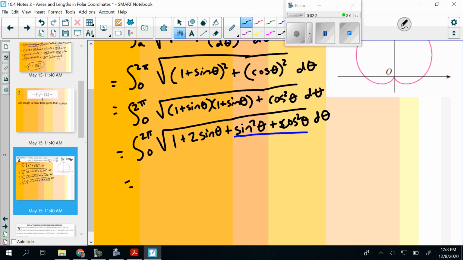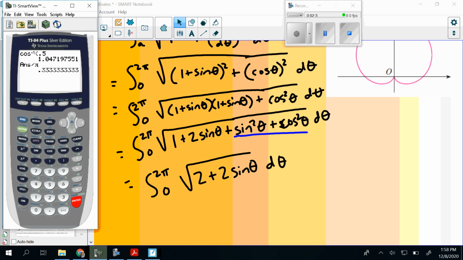So another way of writing this would be, if this is equal to 1 and we got another 1 over there, that would be the same as the square root of 2 plus 2 sine theta d theta. So it might be a matching one where you'd have to then select that. Otherwise, use your calculator here to do that integral.